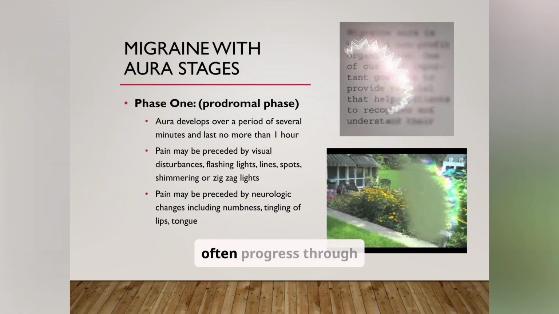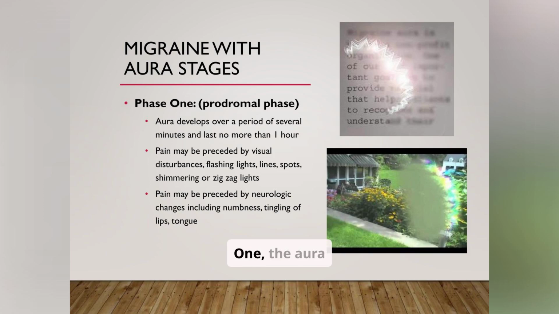Migraines with aura often progress through distinct phases. The prodromal phase, or phase 1, is characterized by the development of an aura. This can manifest as visual disturbances, such as flashing lights or shimmering lines, or neurological changes like numbness and tingling. Recognizing these early signs is crucial for timely intervention.